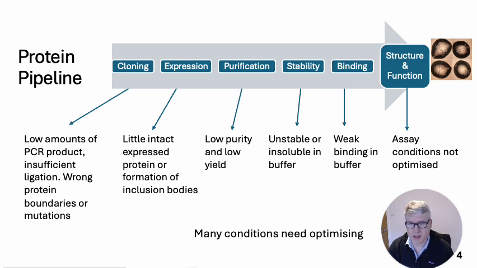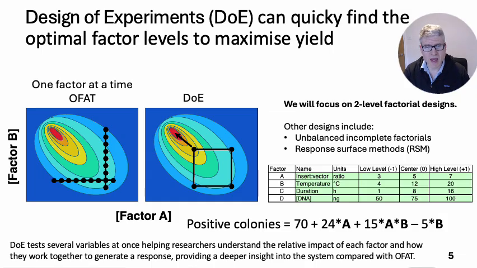Many things need optimizing. So we advocate for a design of experiments approach. It can quickly find the optimum factor levels to maximize the yield. We're just using an example here of a process that's affected by two factors, so factor A and factor B. And if we look at changing the levels of factor A and keeping factor B fixed, we might stop at this point here, and then we may change the levels of factor B, keeping factor A fixed, and we may completely miss this optimum on this contour.